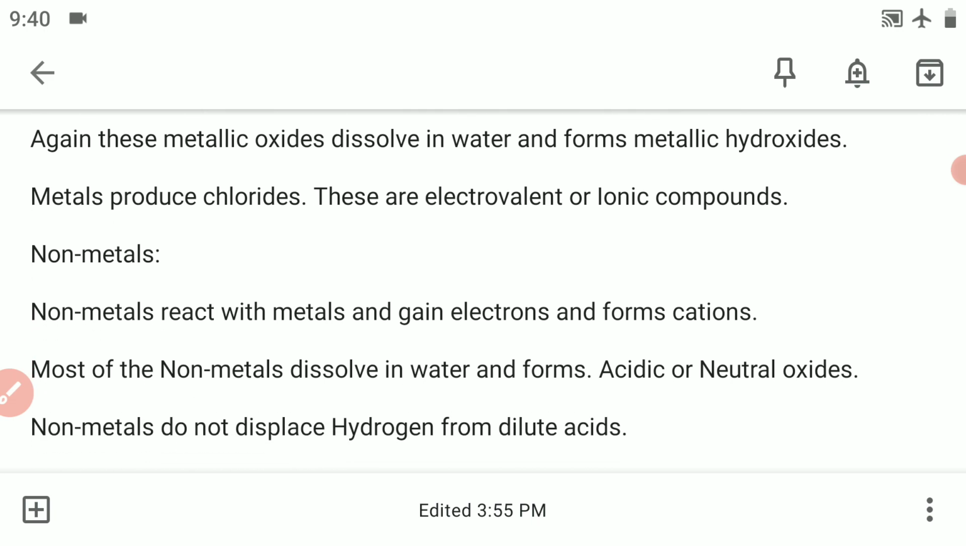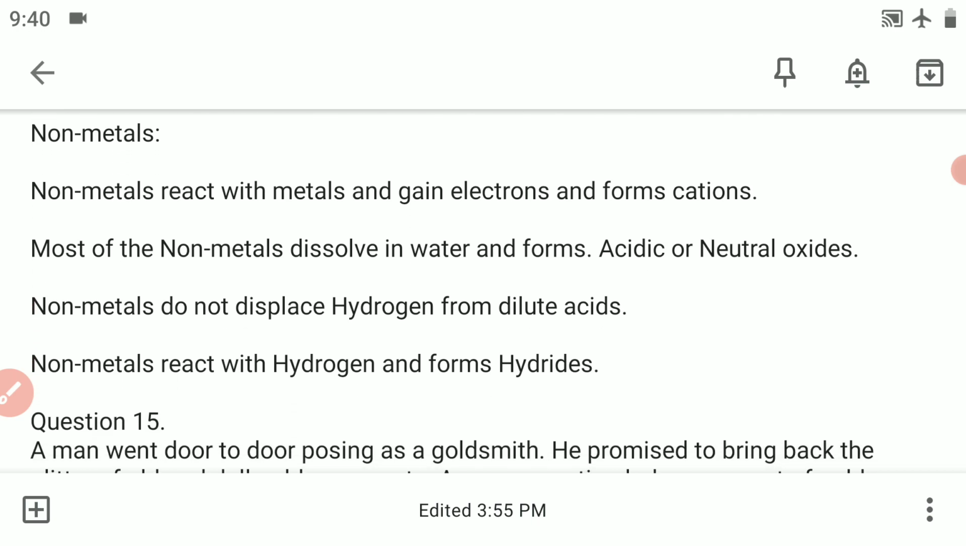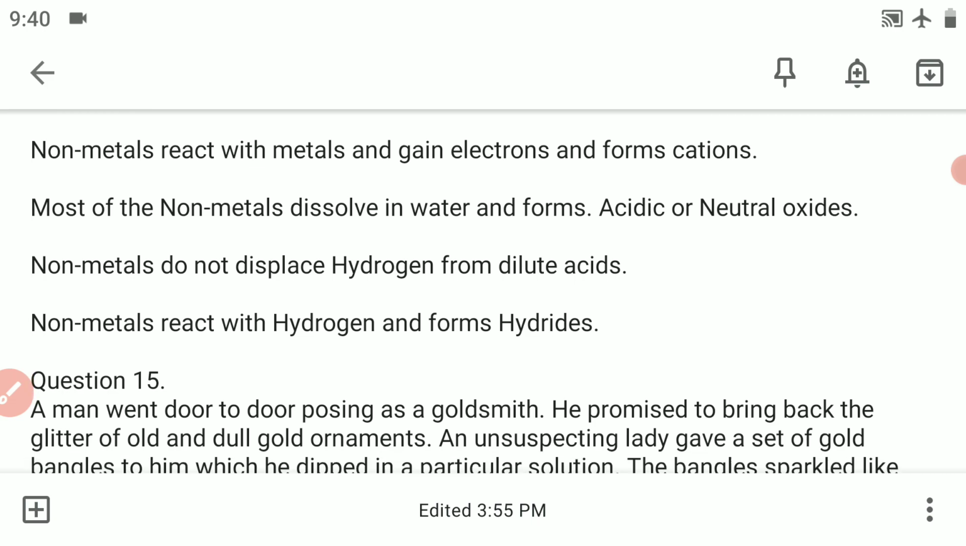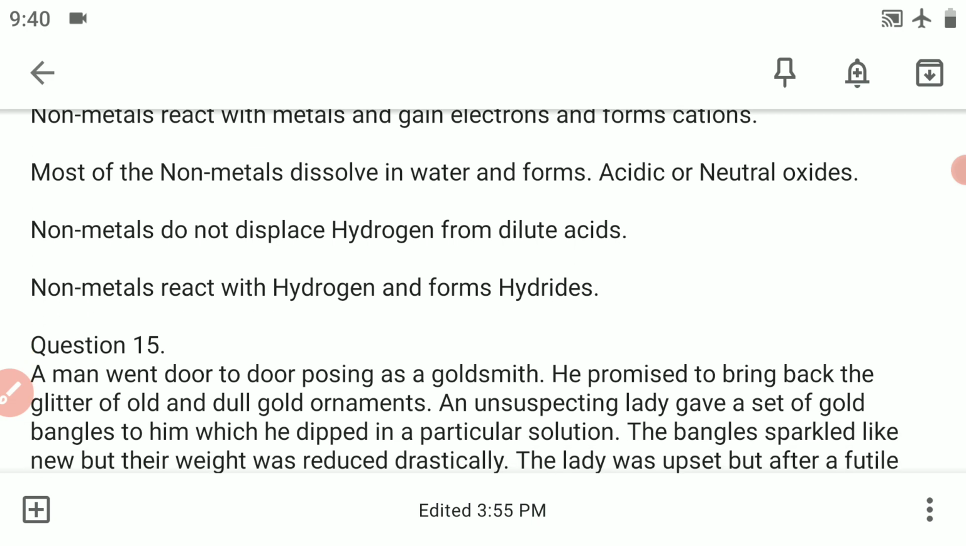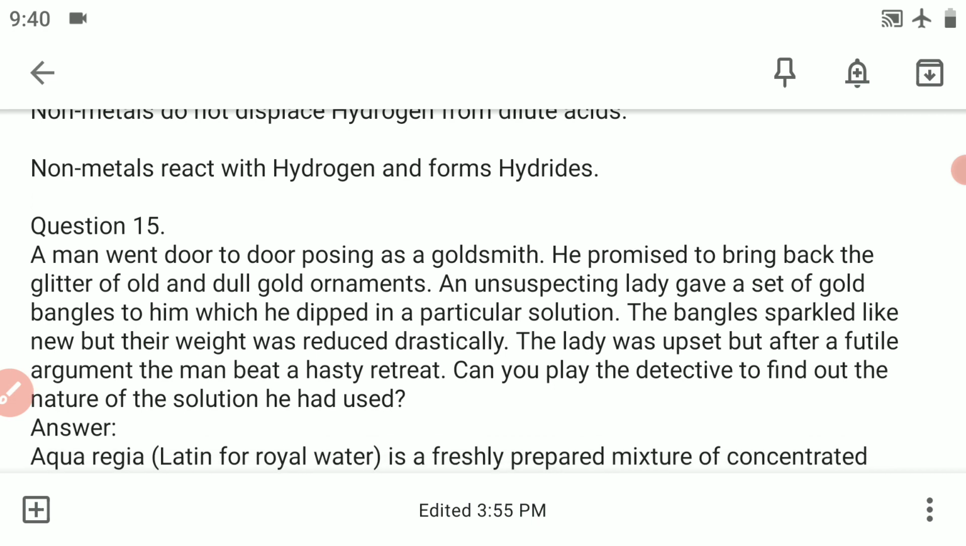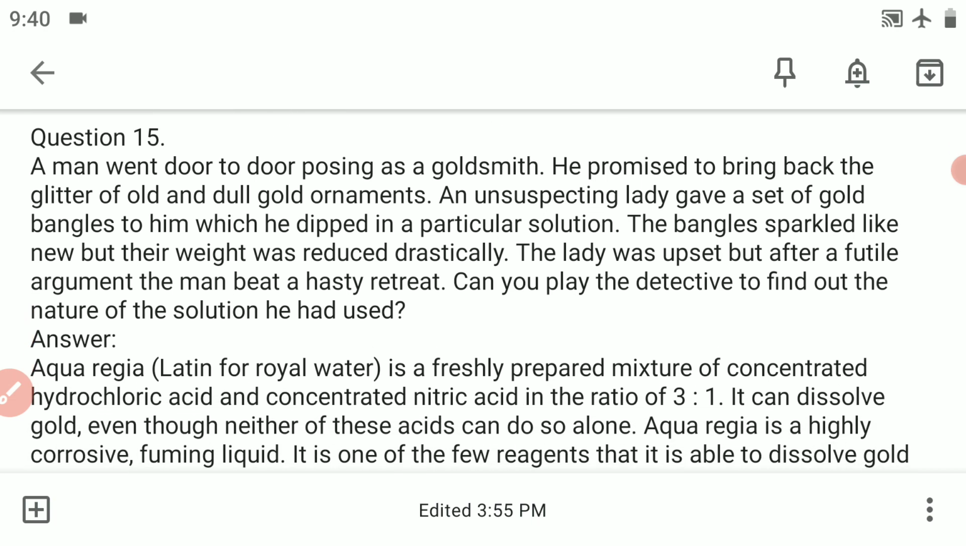Metals produce chlorides. These are electrovalent or ionic compounds. Non-metals react with metals, gain electrons and form anions. Most of the non-metals dissolve in water and form acidic and neutral oxides. Non-metals do not displace hydrogen from dilute acid. Non-metals react with hydrogen and form hydrides.